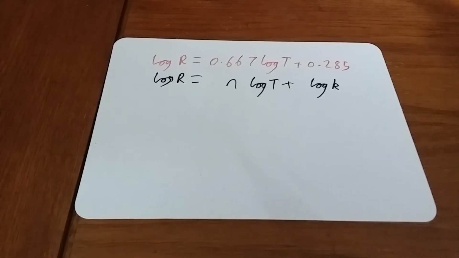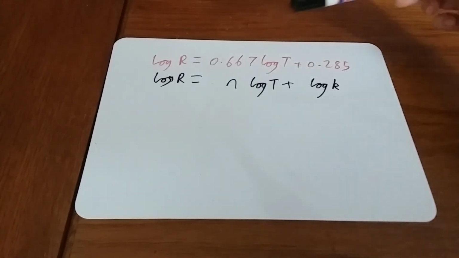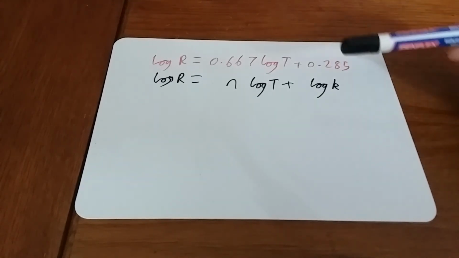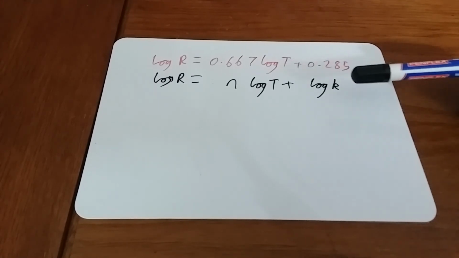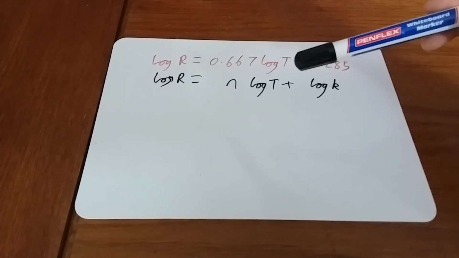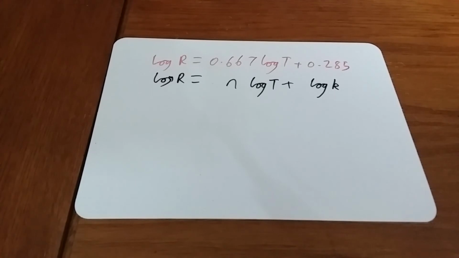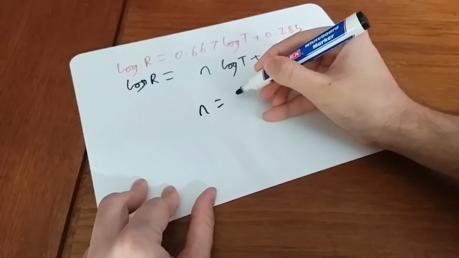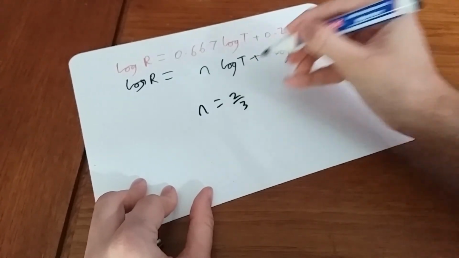Final bit. This top line is the one that we took from the technology, where we read off the gradient and the y-intercept. This is the one from the very start of the video, where we rearranged the algebra. Notice that we've got most of the same bits. We've both got the y bit, the log r. We've both got the x bit, the log t. The gradient, well, n, we know what that equals. There's no extra work to do there. So n equals, now I could write it as 0.667, but this is actually something from physics, so let's just write it as 2/3.